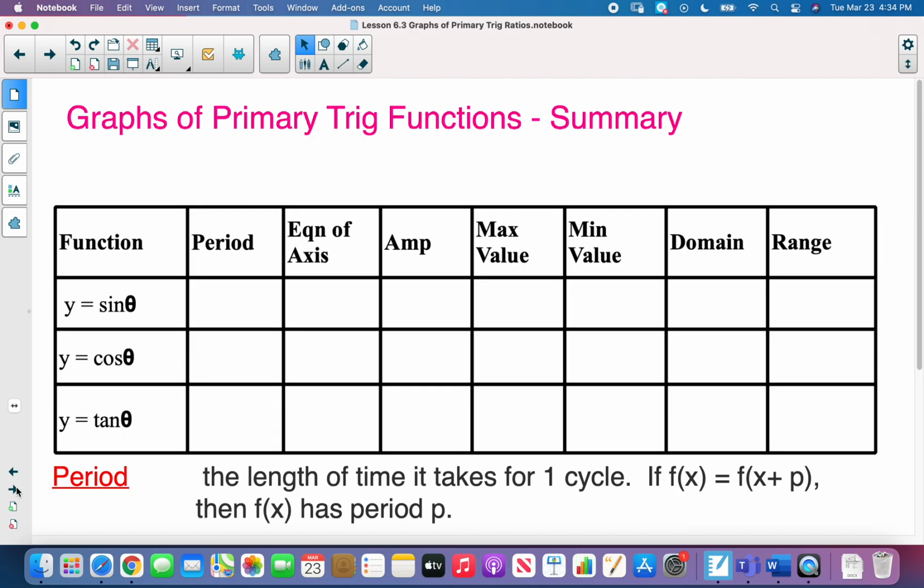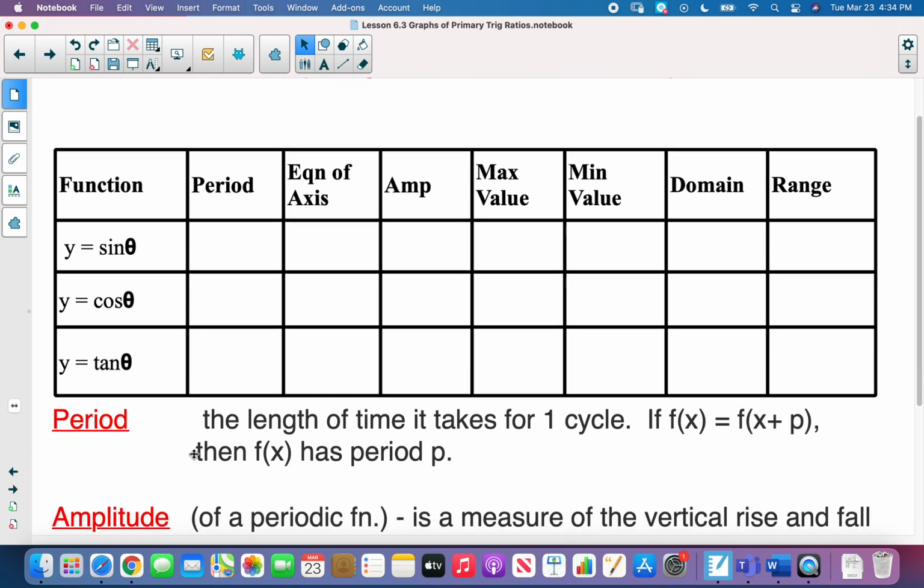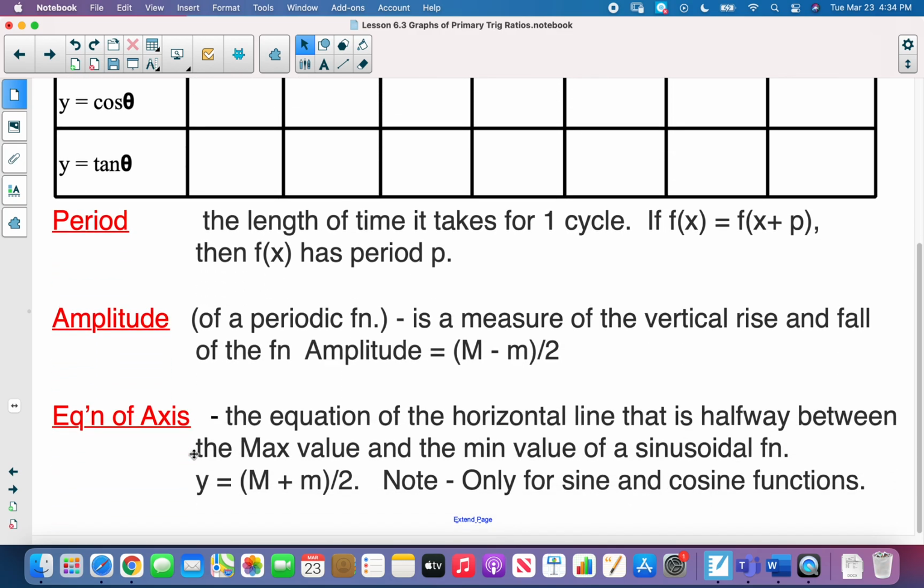When we graph our primary trig ratios, we notice some characteristics. We have to look at the definition and also the values of each of those functions. What is the period, what is the amplitude, and what is the equation of axis? The period is the length of time it takes for one cycle. If f of x equals f of x plus p, then f of x is periodic with period p. An amplitude is a measure of the vertical rise and fall of the function. You have an equation where amplitude equals capital M minus lowercase m divided by 2.